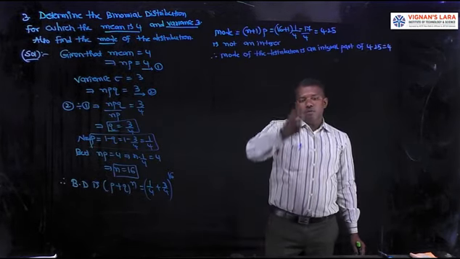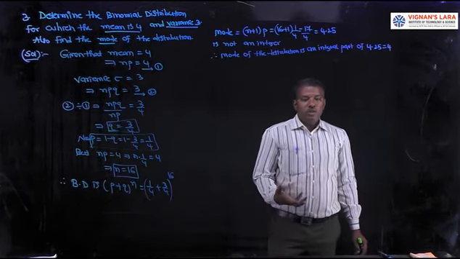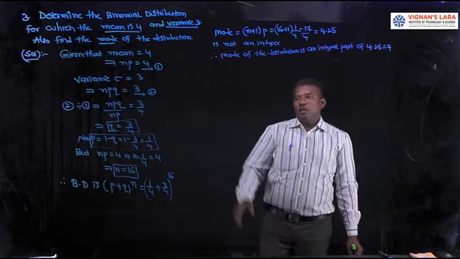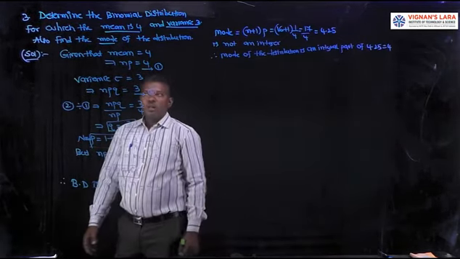Here, what is the mode? The integral part of 4.25, that is 4. Only one mode exists, so the distribution is called unimodal. Suppose two modes exist, then the distribution is called a bimodal distribution.